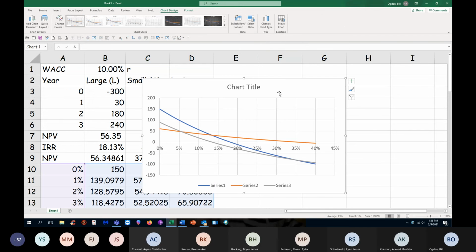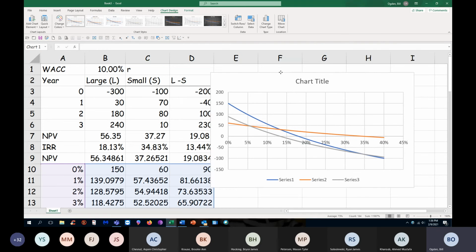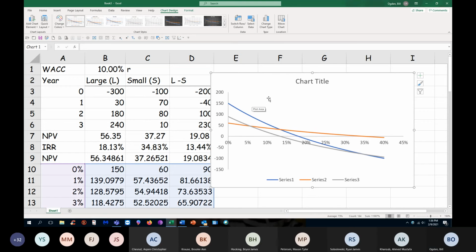And it should give you a graph that looks like this. And then we'll beautify it a bit. We'll take out the vertical lines. We'll take out the horizontal lines, just highlight them, delete them. All right, if you edit the chart title, we'll call this the NPV. It's called a profile.